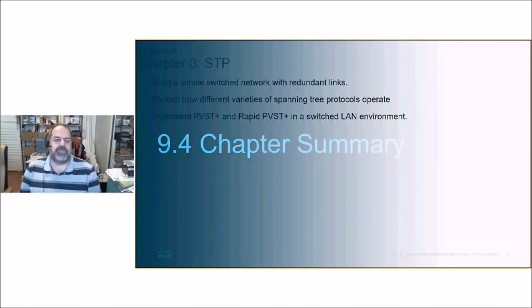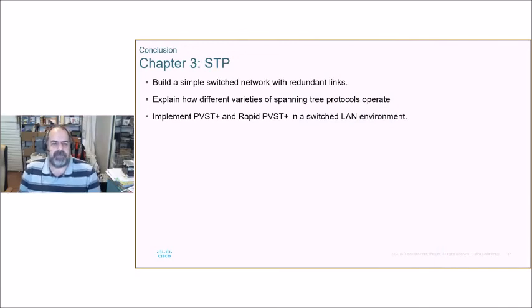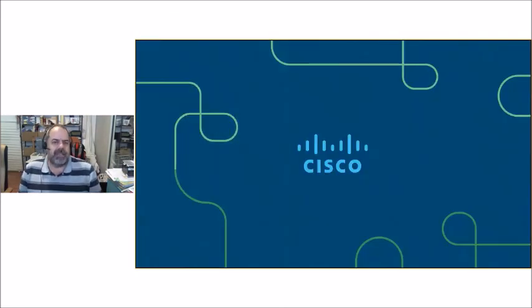Okay, so we're up to the chapter summary. We looked at how to build a switch network with redundant links, how different versions of the spanning tree operate, and how to implement per VLAN and rapid per VLAN spanning tree in a switched LAN environment. So there's the logo, and yes, we'll carry on from there. We'll have some more advanced switching concepts coming in the next chapter.